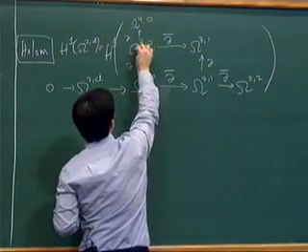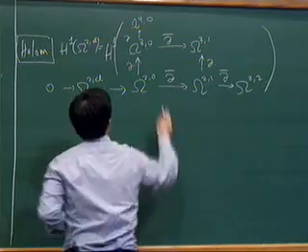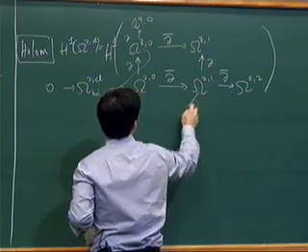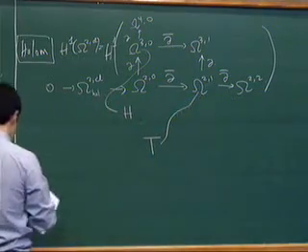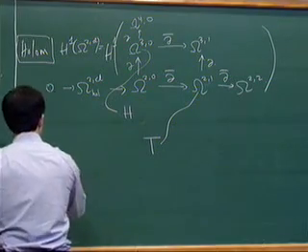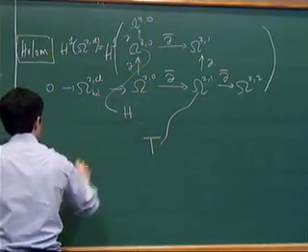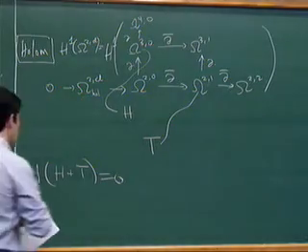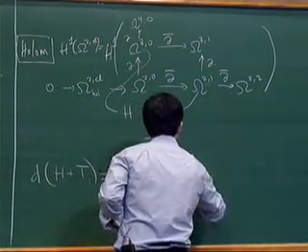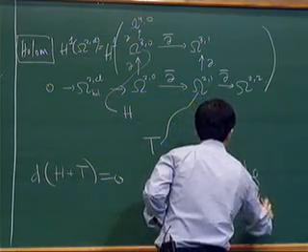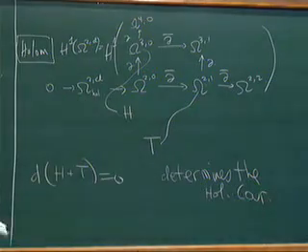Okay, so this means that you're supposed to take something from there. So something from there, I'll call it H, and something from here, I'll call it T. So this means that what you need for a Courant algebroid is this H plus T, such that it's killed by D. Okay, so this determines the holomorphic Courant structure. Okay, so let me give you an example. Let me give you the universal example of this.